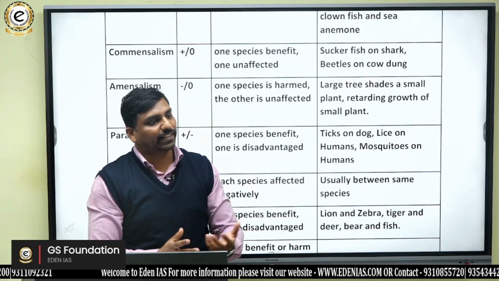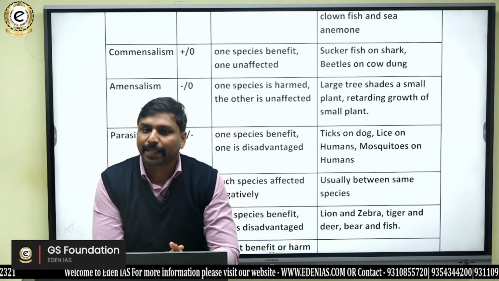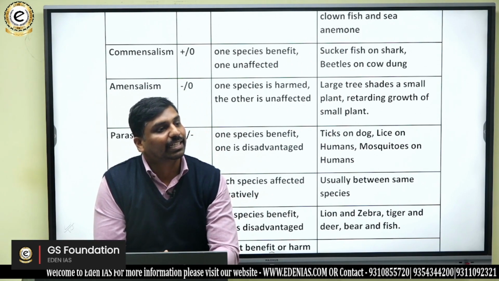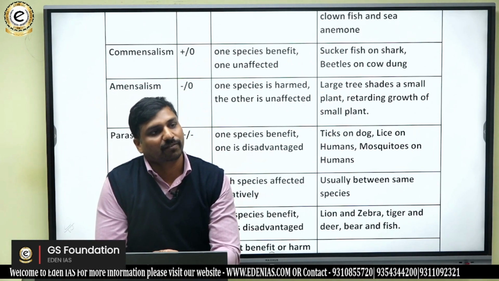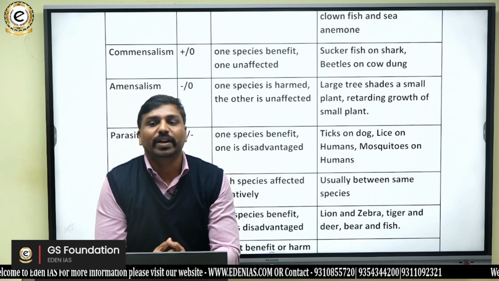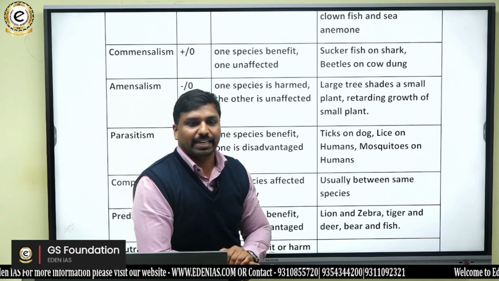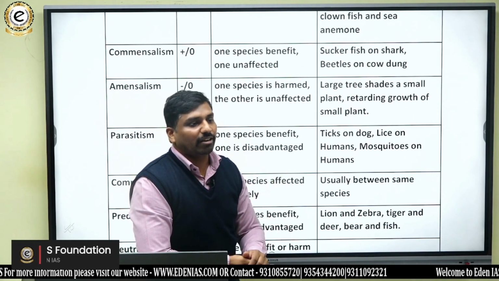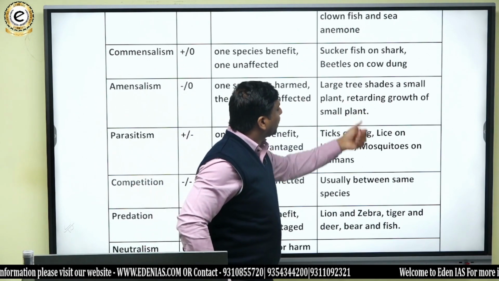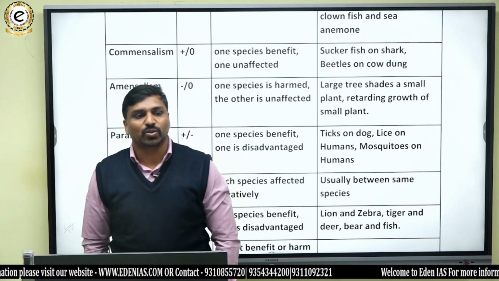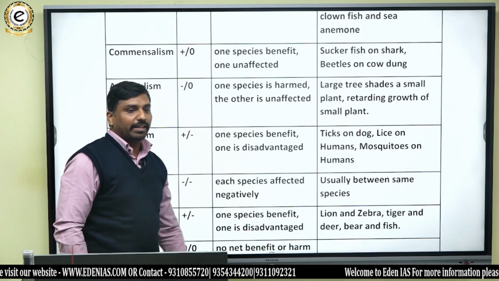Yes, if it is growing under a tree, it won't get the sunlight properly, and then how will it get nourishment? So it would be harmed, in the sense that it will lose its sunlight. That means photosynthesis will not occur properly, and it will retard the growth of the small plant. So that is one way. One species got harmed and the other got unaffected.